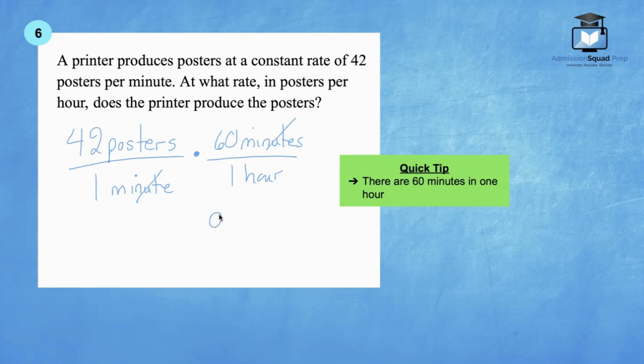So we'll have our 0 over here. 6 times 2 is 12. 6 times 4 is 24 plus 1 is 25. So that's 2,520 posters in 1 hour. So that's going to be our final answer, 2,520.